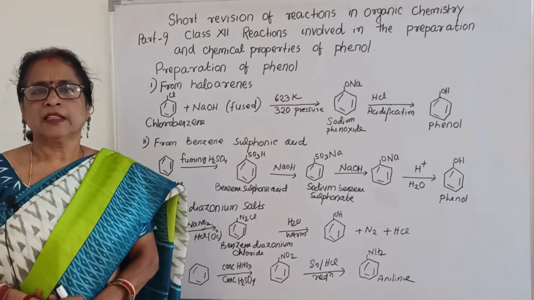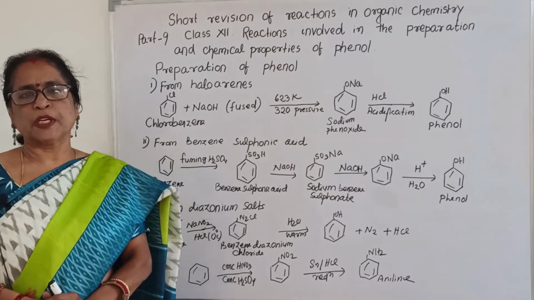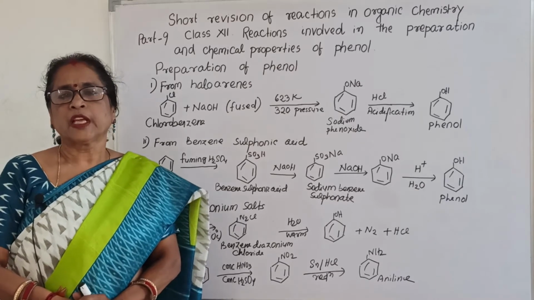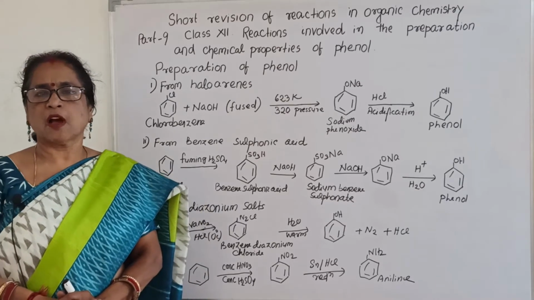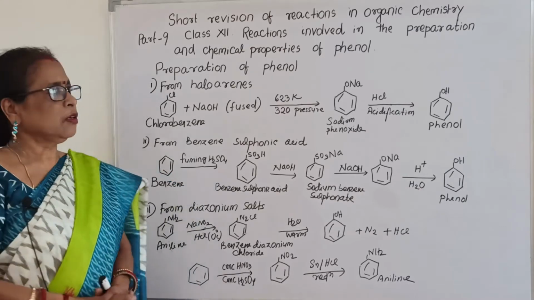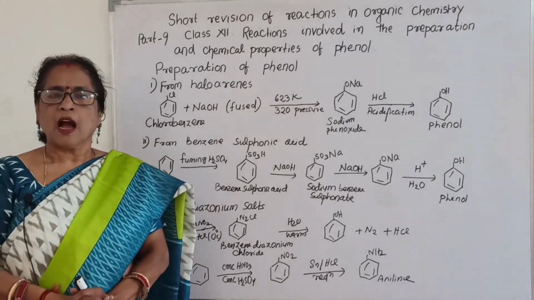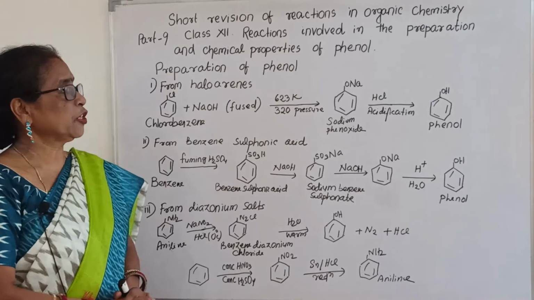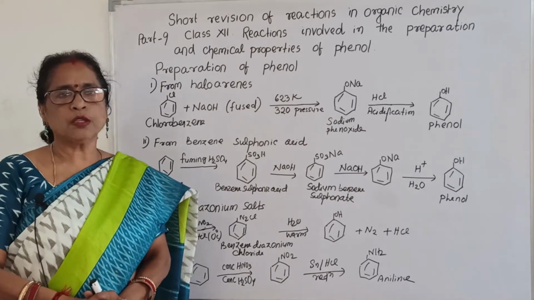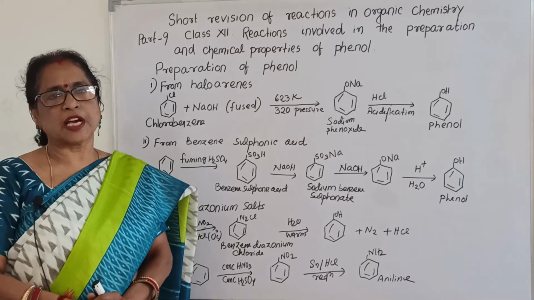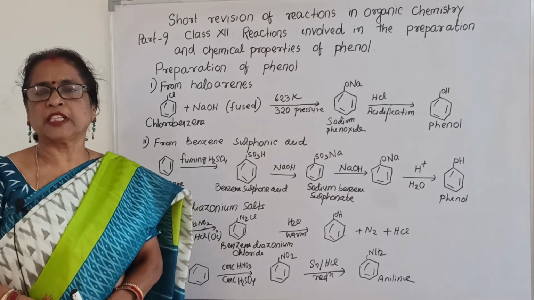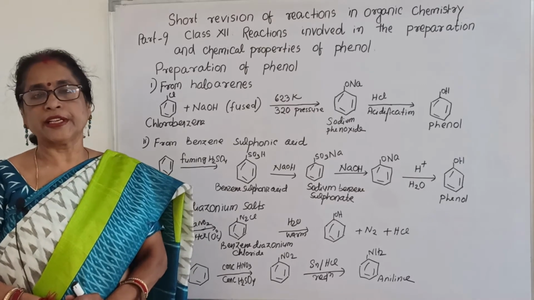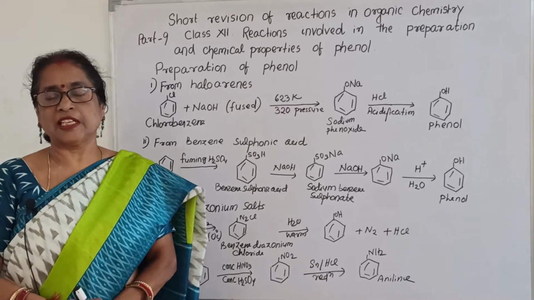Already I have finished the methods of preparation of alcohol, chemical properties of alcohol, and also the preparation and chemical properties of ether. Now this is chapter 9 where I want to explain the chemical reactions involved in the preparation of phenol and also the chemical reactions involved in the chemical properties of phenol. We will only see how the reactants react and give the products and byproducts easily.